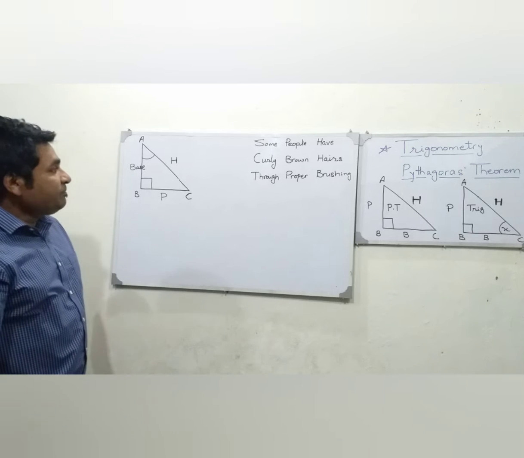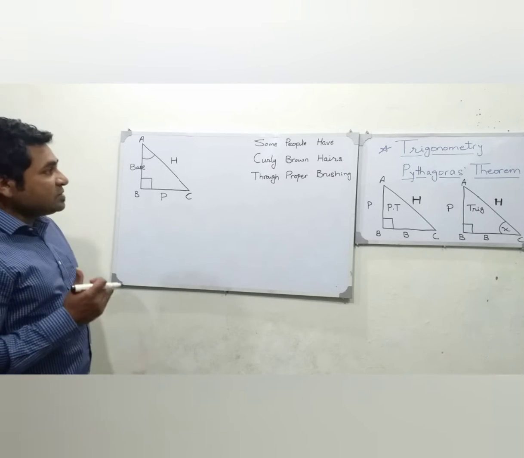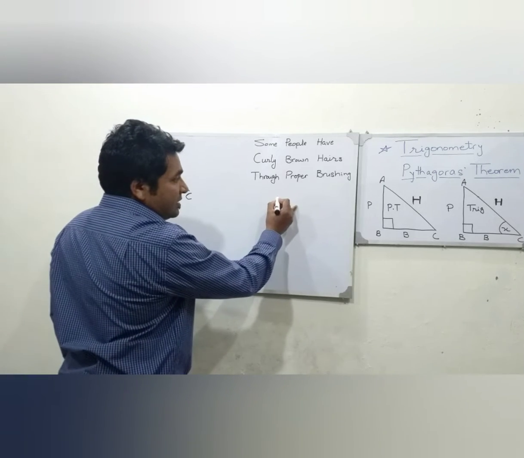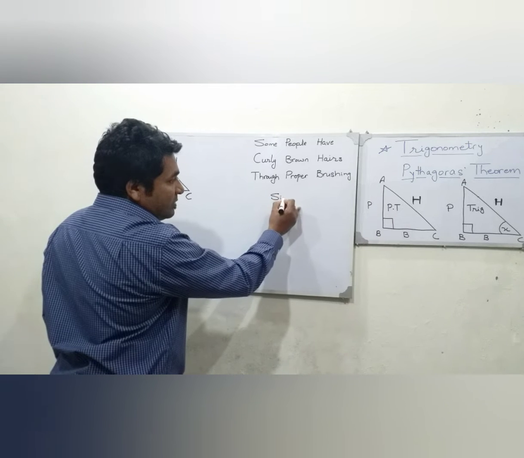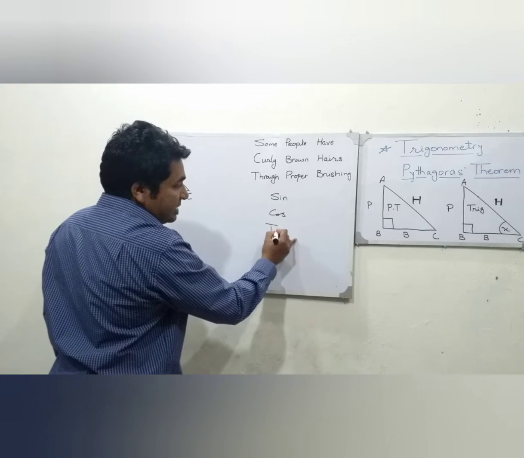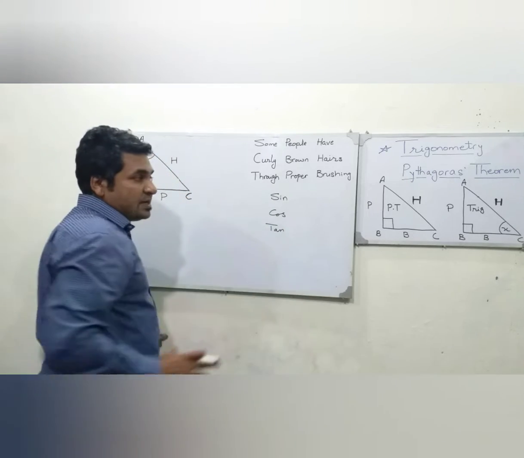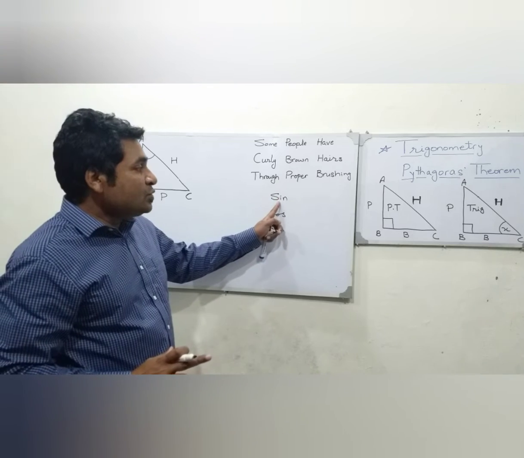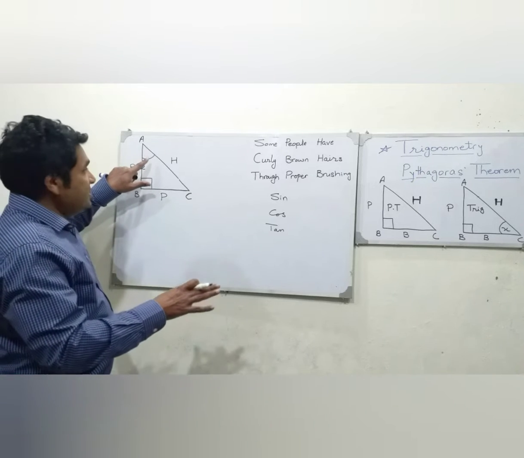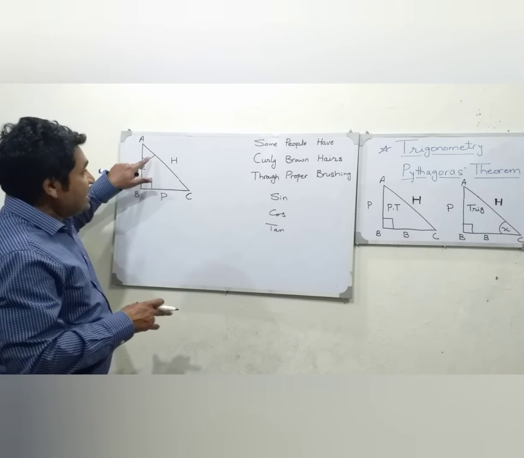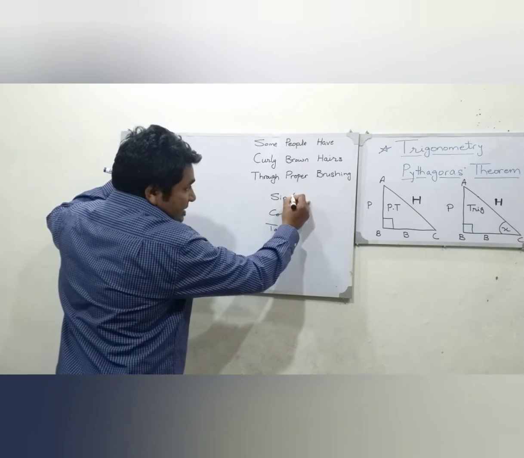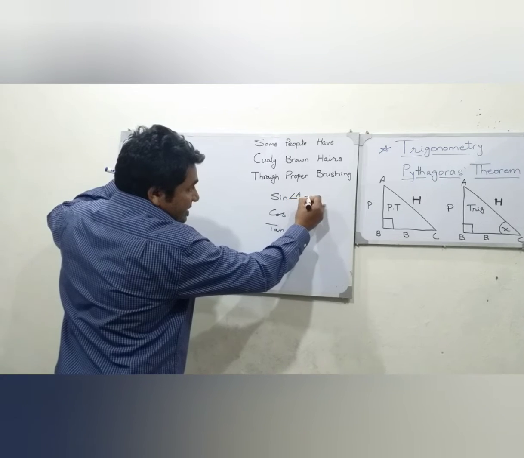Now we move towards the ratios. Basically there are three ratios, and I hope you all know the names. First one is sine, then cosine, shortly written as cos, and then tan. As I have told you, we apply these ratios on an acute angle, never on 90 degrees. The acute angle can be here or here. Right now it is here, so we will consider angle A.